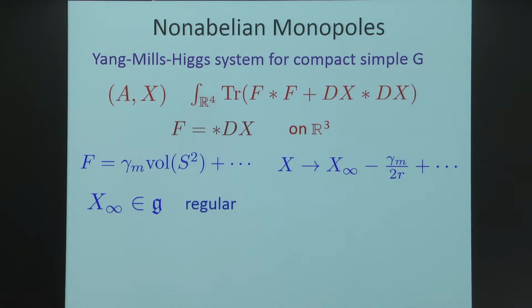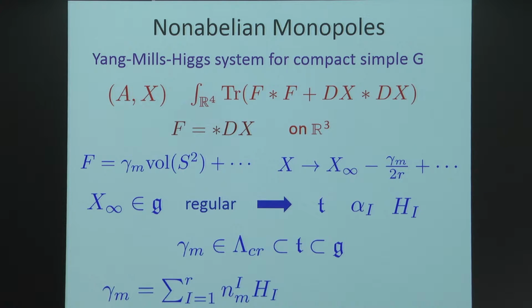Now, we will assume that the Higgs VEV is a regular element, so as I just explained, that implies we get a Cartan, simple roots, and simple co-roots. And indeed, the magnetic charge, gamma m, is quantized to be in the co-root lattice. So it can be expanded in terms of the simple co-roots, and these integers are the magnetic charges.